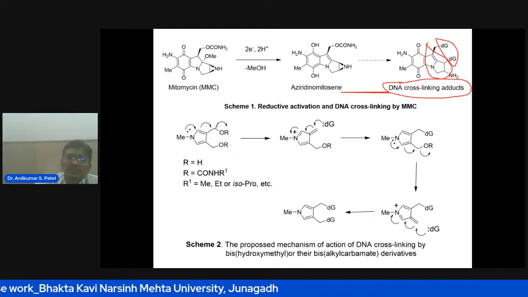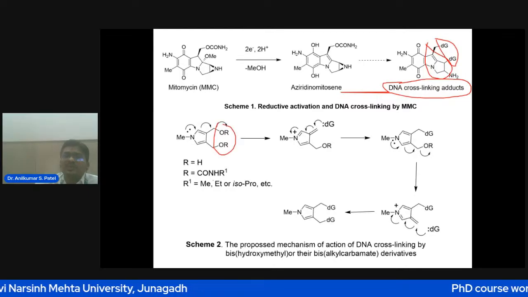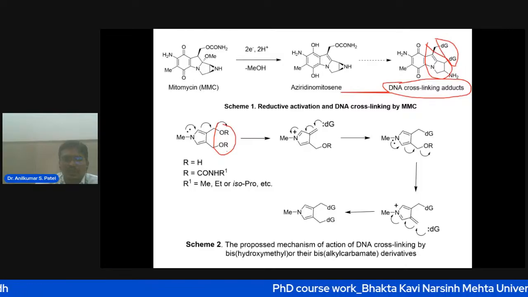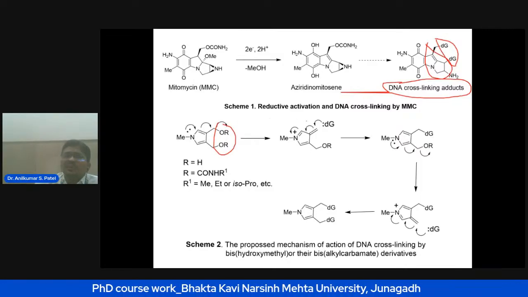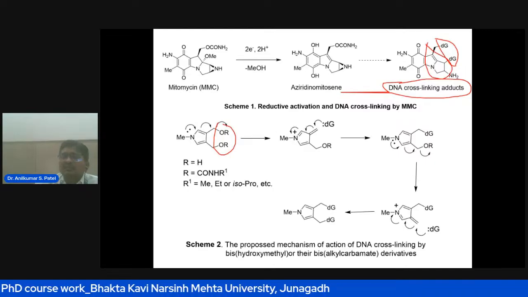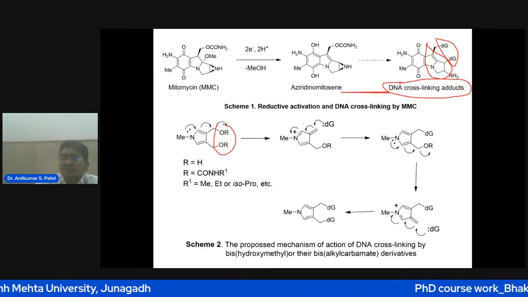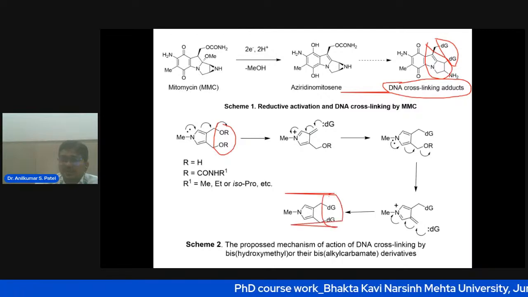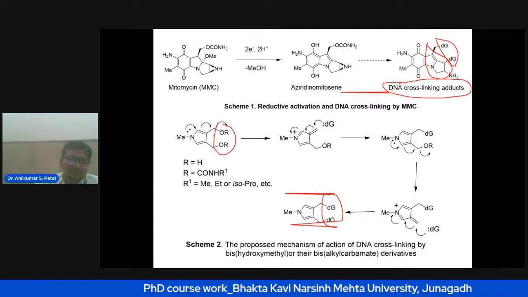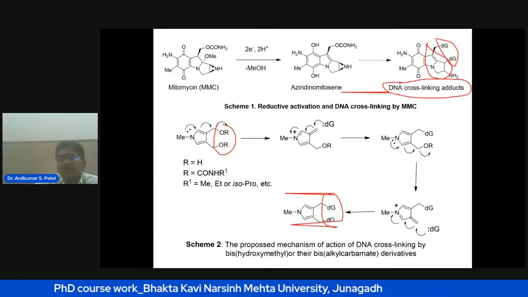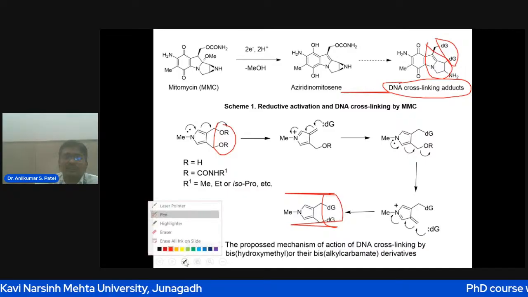Here we can take the diols as well as carbamates, or isopropyl carbamates or methyl carbamates or ethyl carbamates. So these types of compounds particularly give the mechanisms with the DNA, and they can interact with the DNA and produce DNA cross-linkings. How can it be confirmed? This can be confirmed by isolating the adduct and confirming its structure.